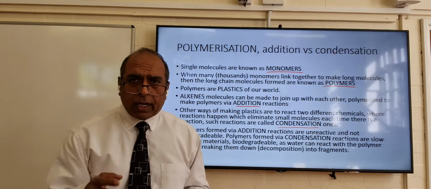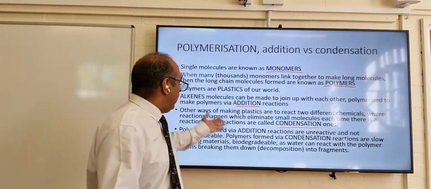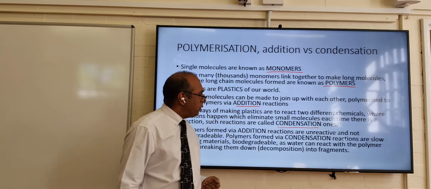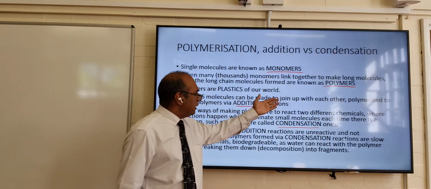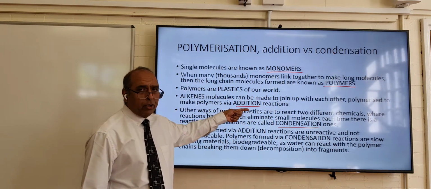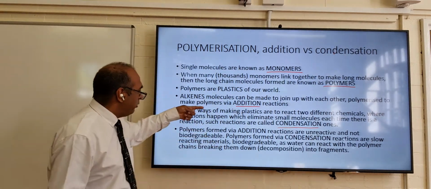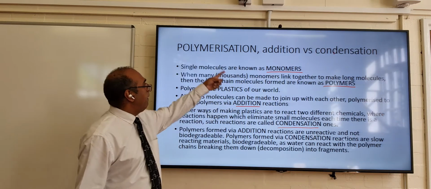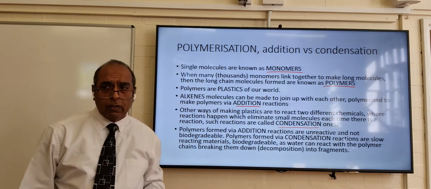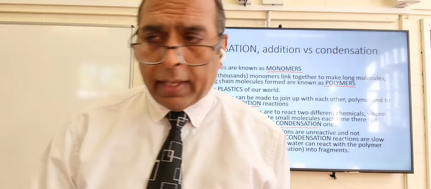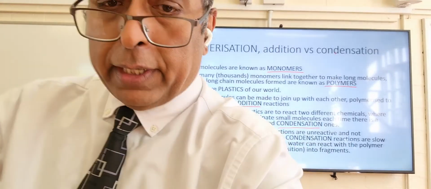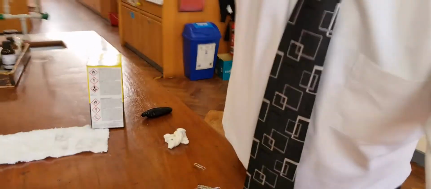Alkenes, they're the things with carbon double bond carbon bonds present. Alkenes can be made to join up with each other, and when alkenes make polymers, we call them addition reactions, and therefore the polymer is called addition polymerization. And I can show you that happening. Let's get this underway so you can see.